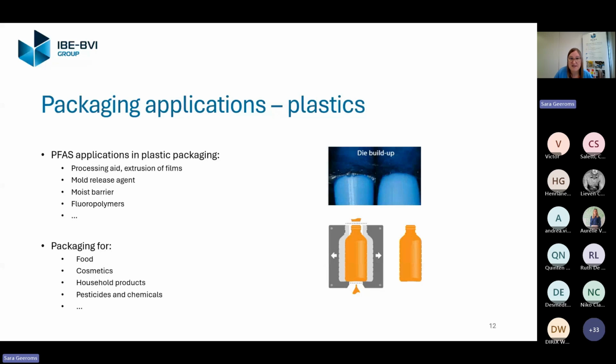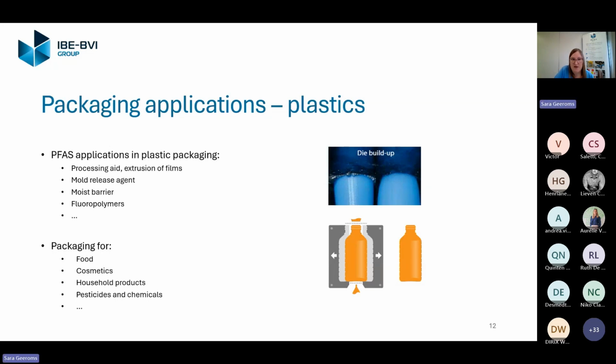Then to the plastics. Some of the PFAS applications in plastic packaging are as processing aids in the extrusion of films. For polyolefins, PFAS are used to reduce the die buildup. They are used as mold release agents. They can be added to create a moisture barrier. And of course, there are the fluoropolymers. And you can find them in packaging for foods, cosmetics, household products, pesticides, and chemicals.